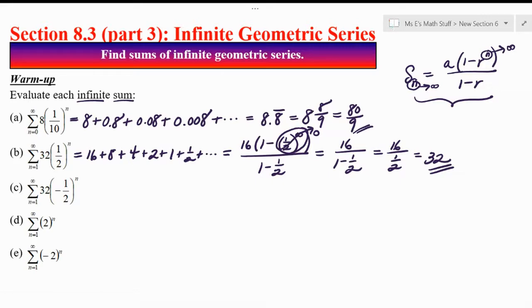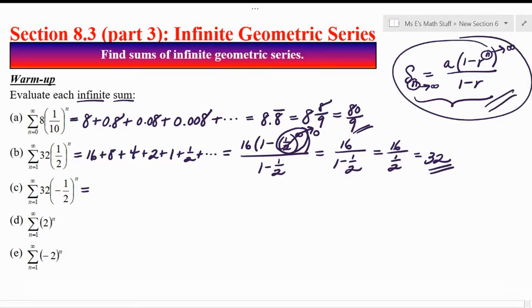So for part C, we could do the same thing. If in doubt, expand it out, and then convert to this formula over here. We won't always use this formula for this situation because it's really not what it's for, but we'll use it for now. So let's start expanding the terms for part C.